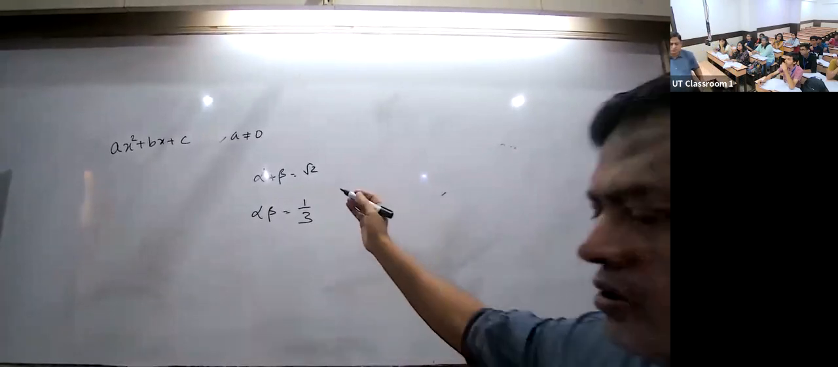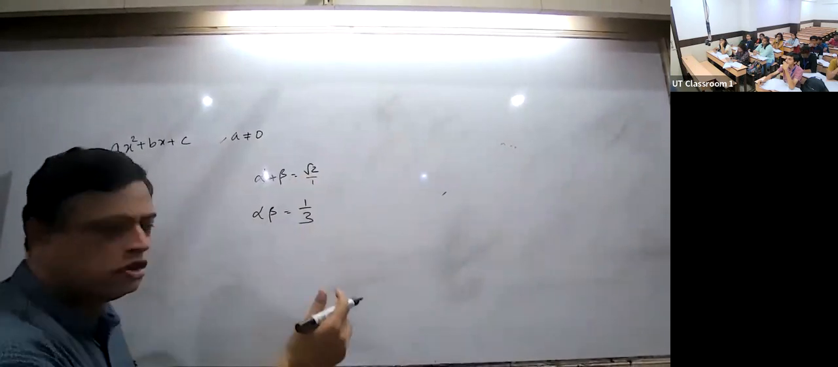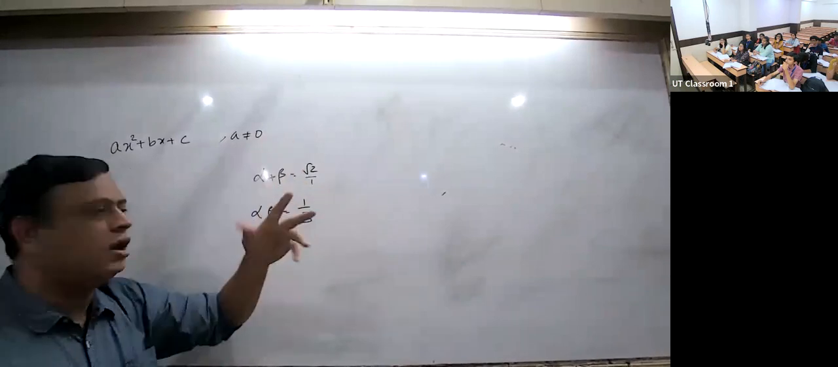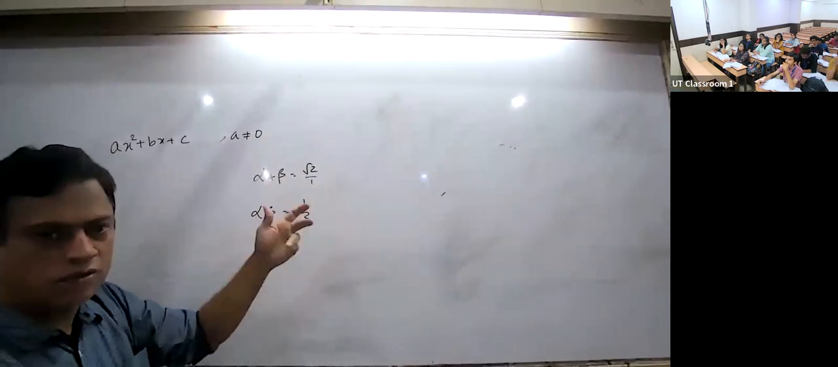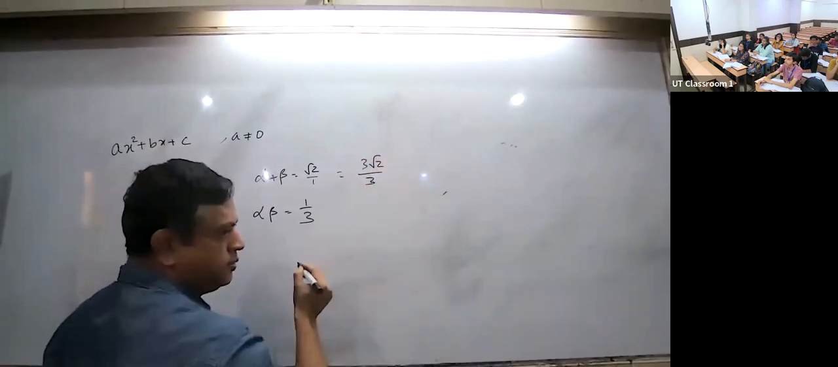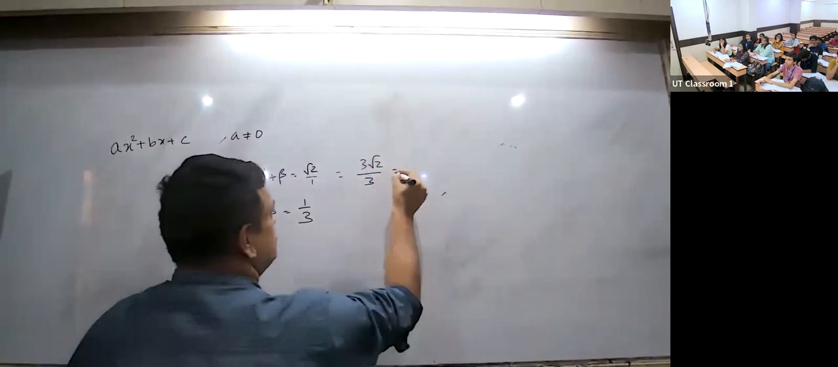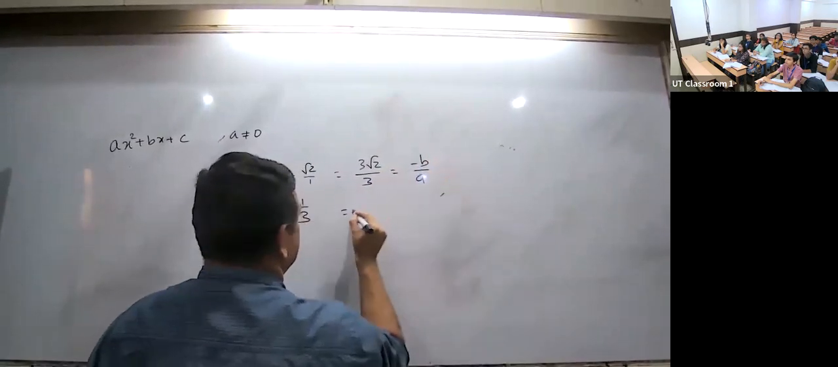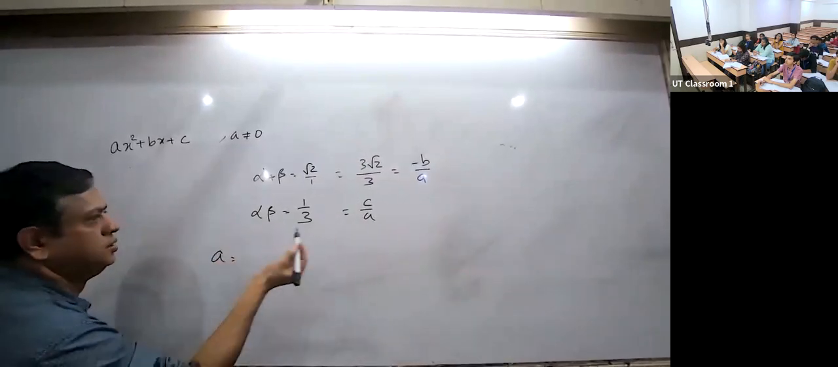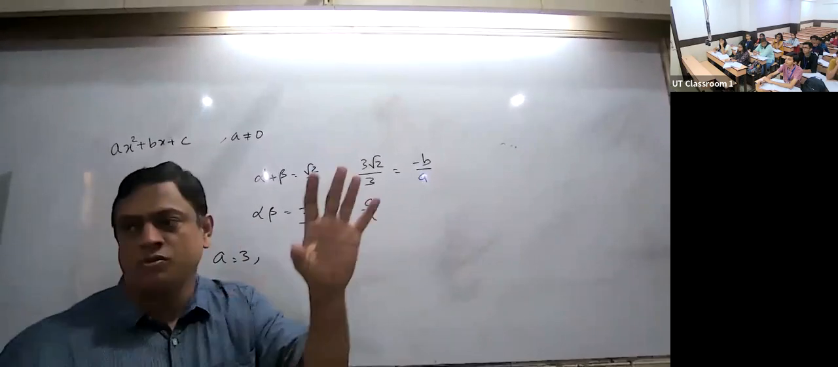That means we have to make the denominator the same. Is the denominator the same? No. So how to make it the same? What is the LCM of the denominators? 3 and 1 is 3. This becomes 3 root 2 upon 3. Now denominators become the same. This is the same as minus b upon a, and this is the same as c upon a. So can you tell me what is the value of a now? A is 3. That is why we made the denominator the same.